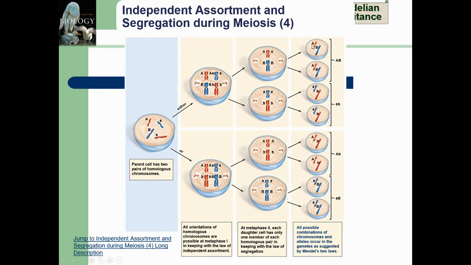Have all possible combinations. A capital A with a capital B, a lowercase a with a lowercase b, a capital A with a lowercase b, or lowercase a with a capital B. So that independent assortment, these lining up differently, this is what gives us this variation. This is without crossing over, which could switch and swap some other genes.